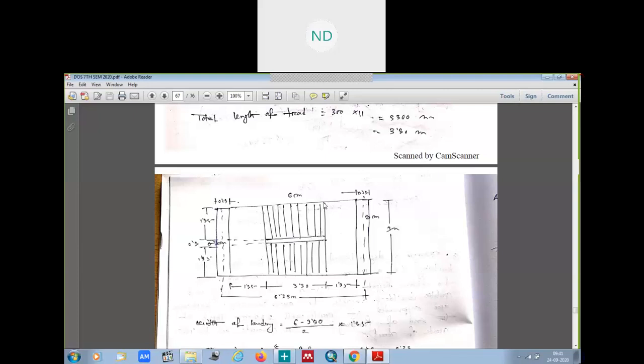So 11 it will be. Okay, one more is going to come here. 1, 2, 3, 4, 5, 6, 7, 8, 9, 10. One more is going to come here. So there are 11 treads.